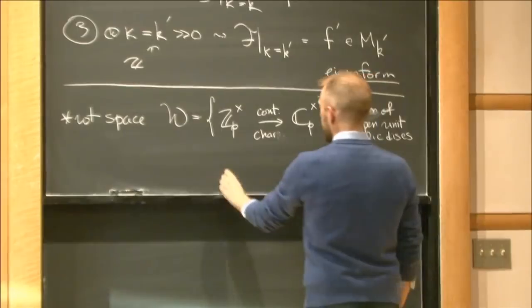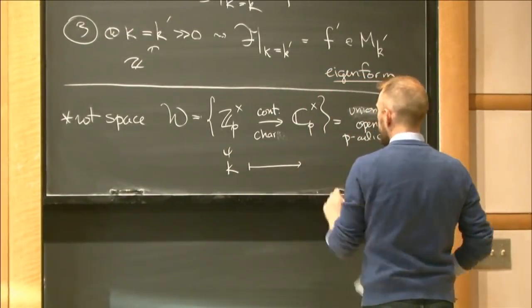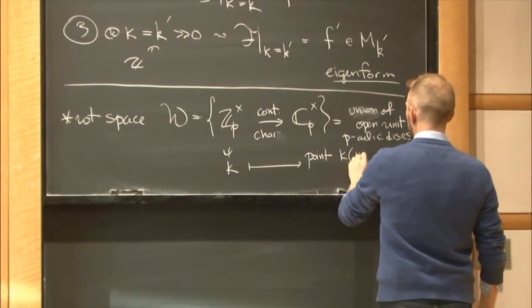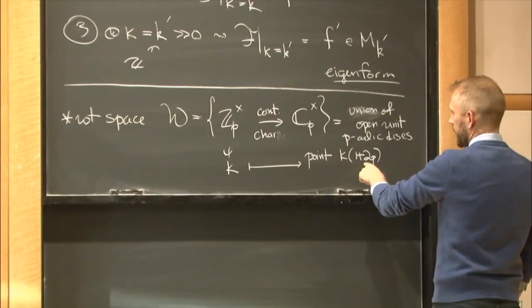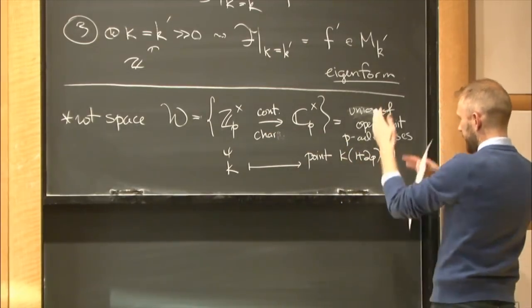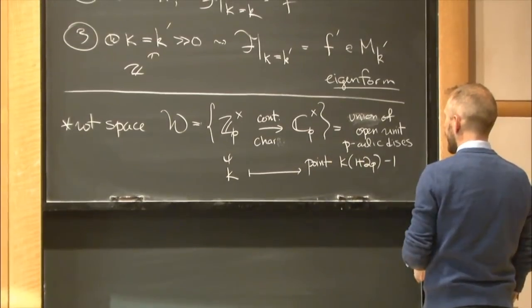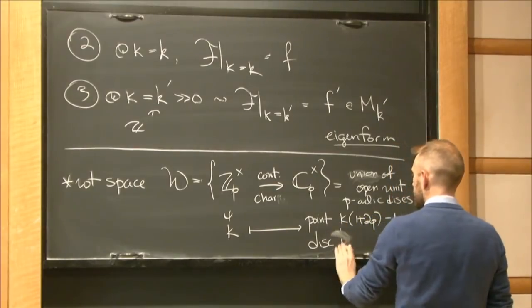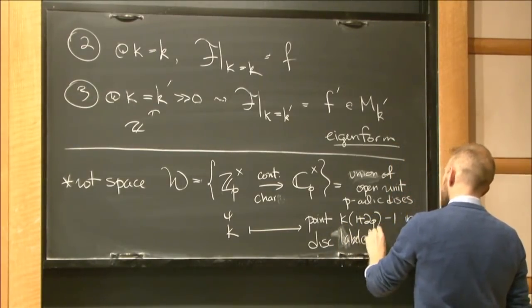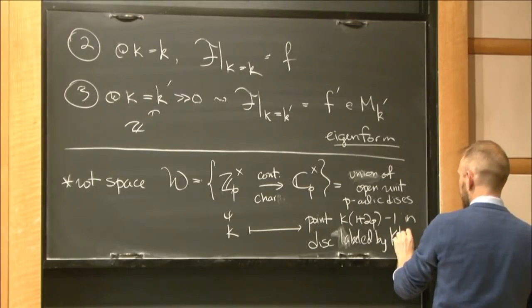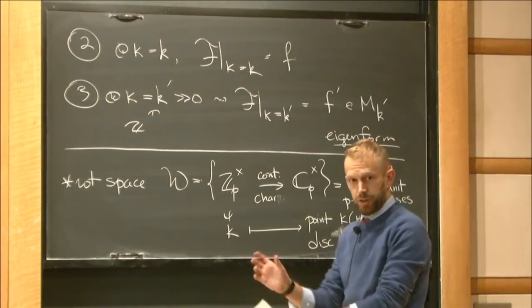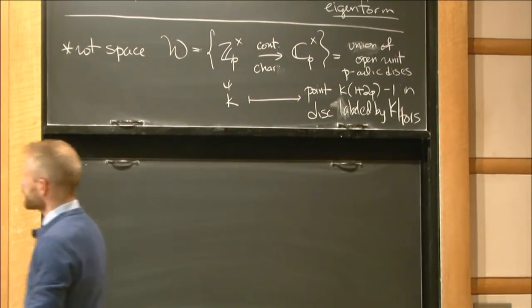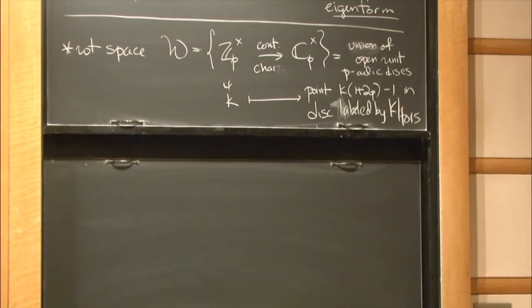Okay? And specifically, a weight kappa goes to the point kappa of 1 plus 2p, that's a generator of the procyclic part here, minus 1. That lives in a disk of radius 1 by the continuity. And that's a point in a disk labeled by the action on the torsion part. So I'll just write that, which is a discrete parameter then. There's only finitely many characters of the torsion part of the group.